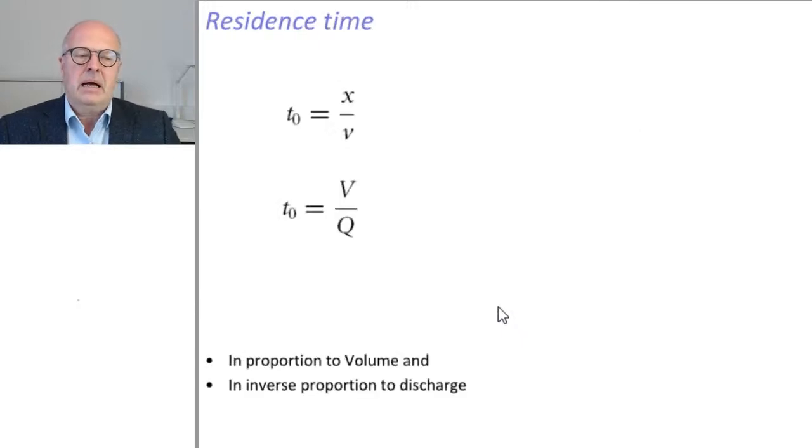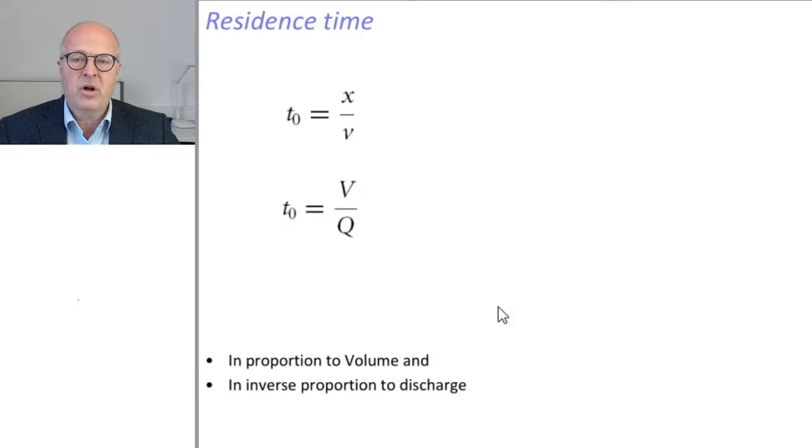Now, we're almost through. I just want to highlight some interesting aspects and simplifications here. So you can introduce the residence time. This is a kind of normalization. And the residence time here is defined by volume divided by Q.